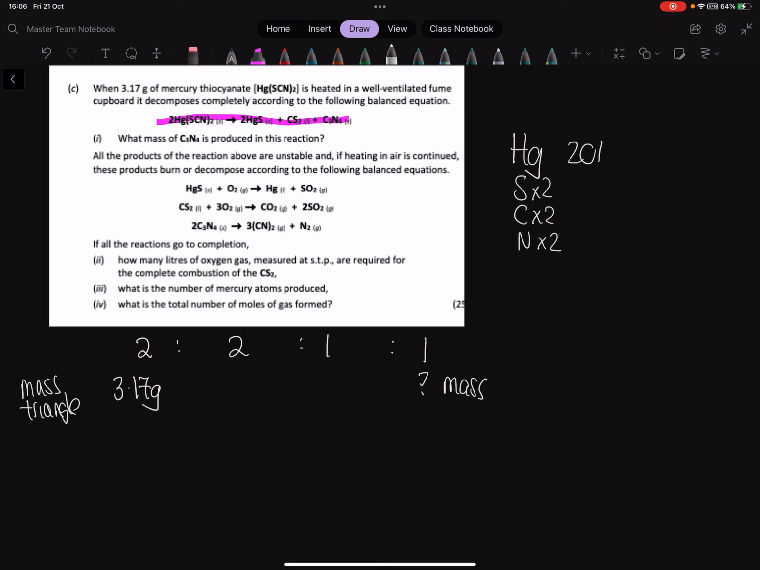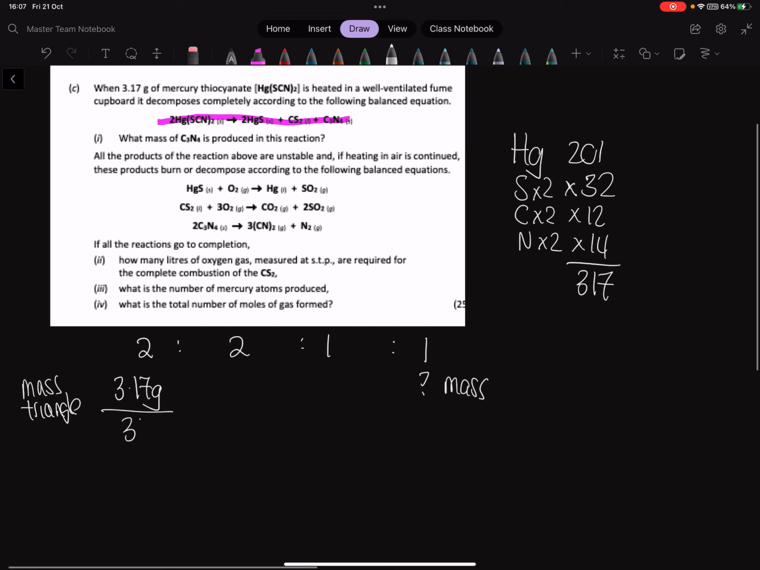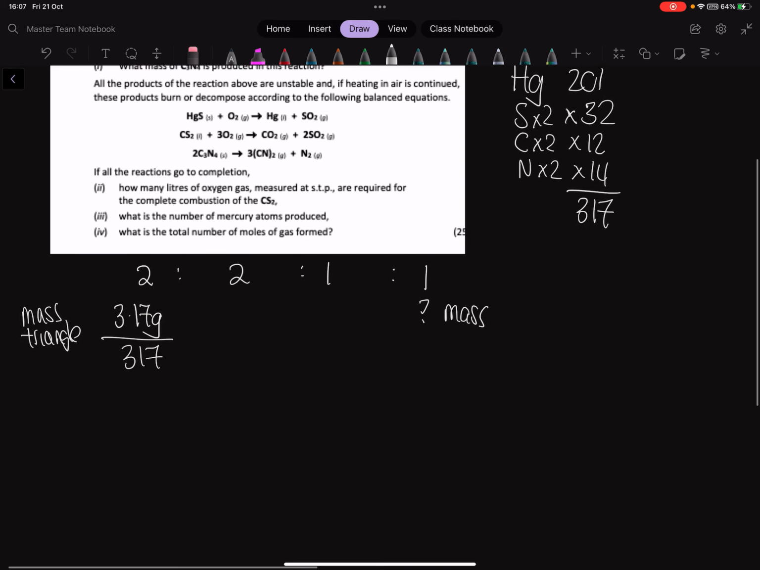So mercury is 201. Sulfur is 32. Carbon is 12 and nitrogen is 14. And when we do all of those, we should find that we get 317 in total. So we're over here and we're going to divide it by 317. And when we do that, we get 0.01 moles.